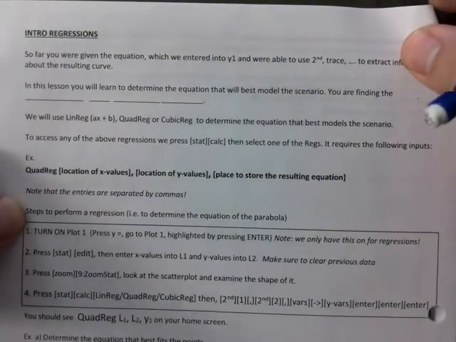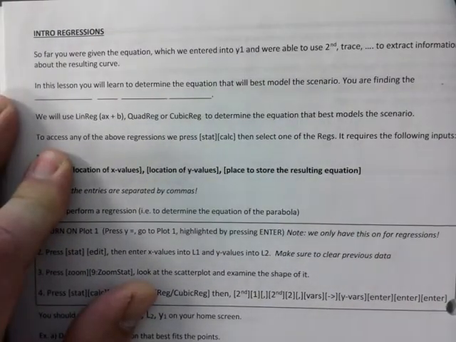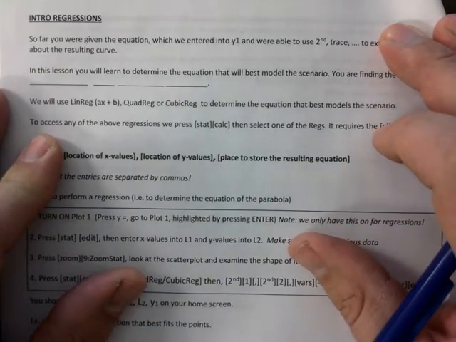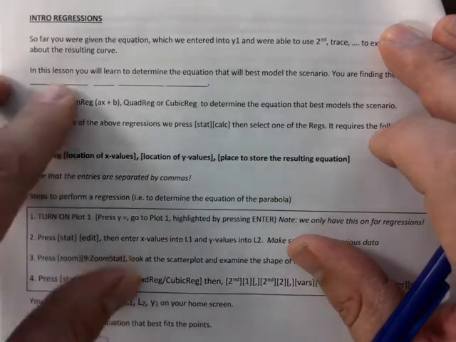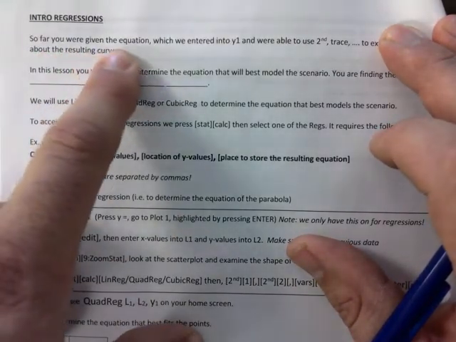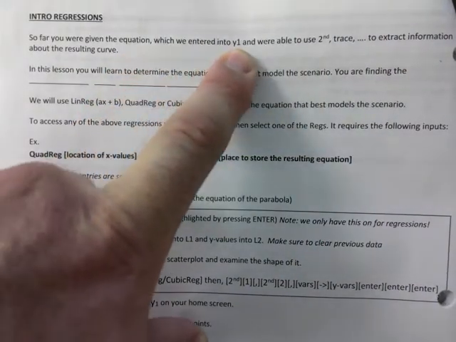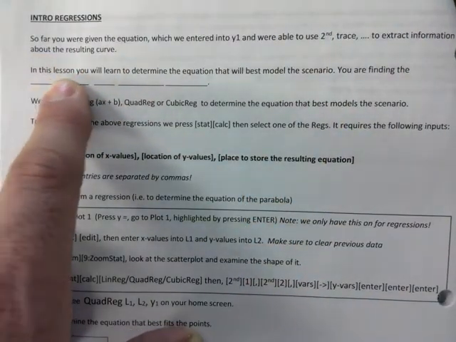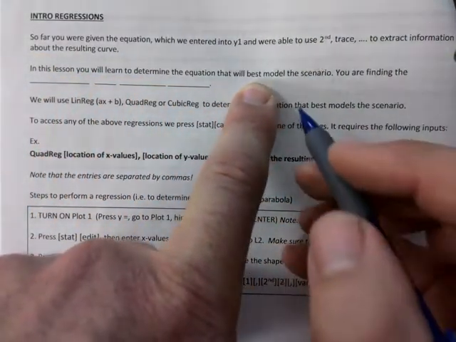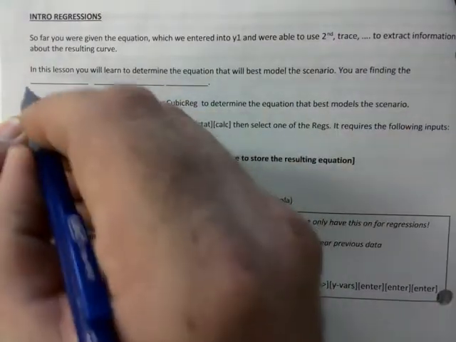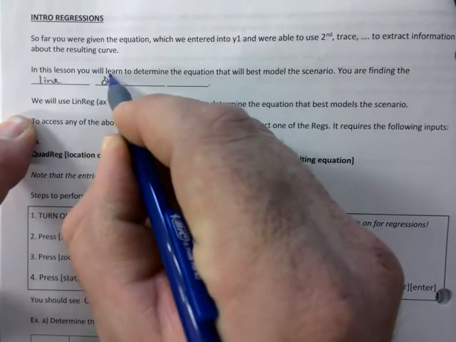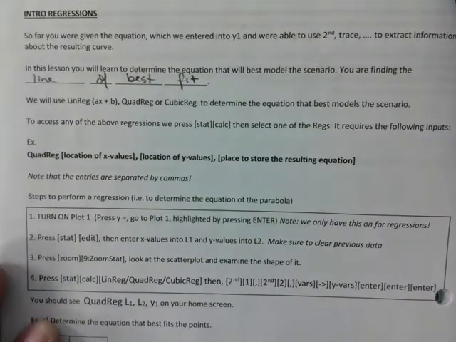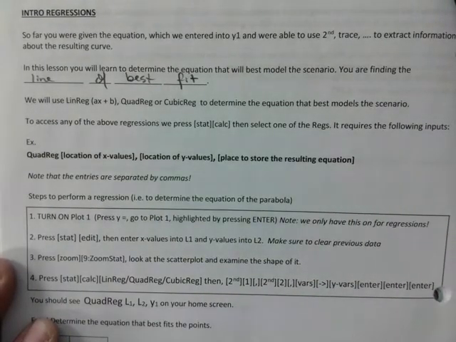Page 33, it says Intro to Regressions. So far, you were given the equation, which we entered into y1. Then you were able to use second trace to extract information about the curve. In this lesson, you will learn to determine the equation that will best model the scenario you're finding, the line of best fit. Okay, the curve or the line of best fit. That's what we're going to find today.